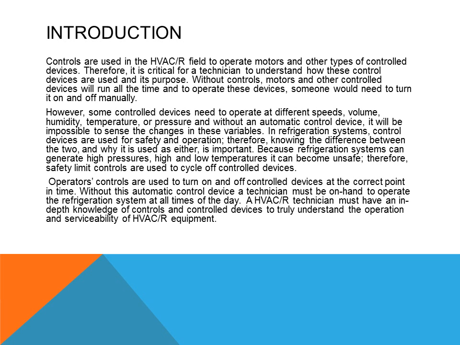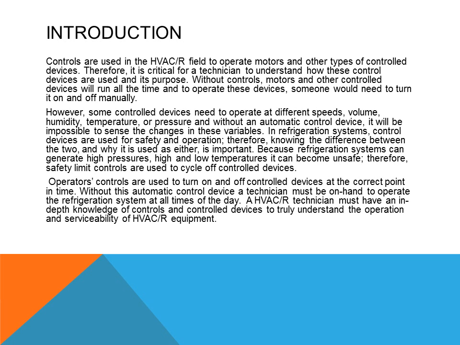However, some control devices need to operate at different speeds, volume, humidity, temperature, or pressure. Without an automatic control device, it would be impossible to sense the changes in these variables. In refrigeration systems, control devices are used for safety and operation. Therefore, knowing the difference between the two and why each is used is important.